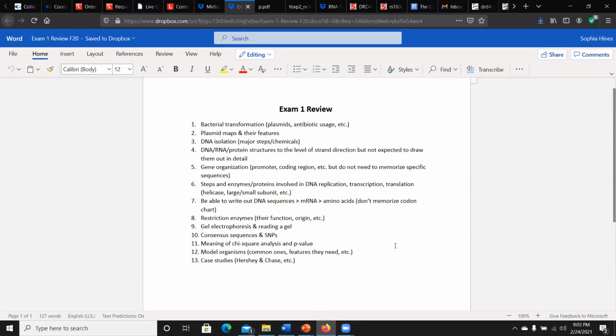Kind of thing. But I'm not going to expect you to draw out how many rings are in guanine or something like that. Like, no. So gene organization, talking about where the promoter is, where the coding region is, but don't memorize specific sequences. Like the consensus sequence is TATAAT. Yeah, like no.